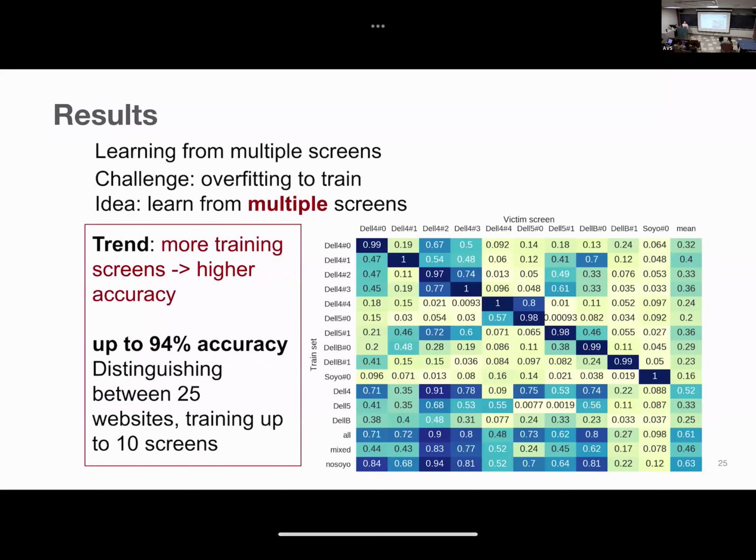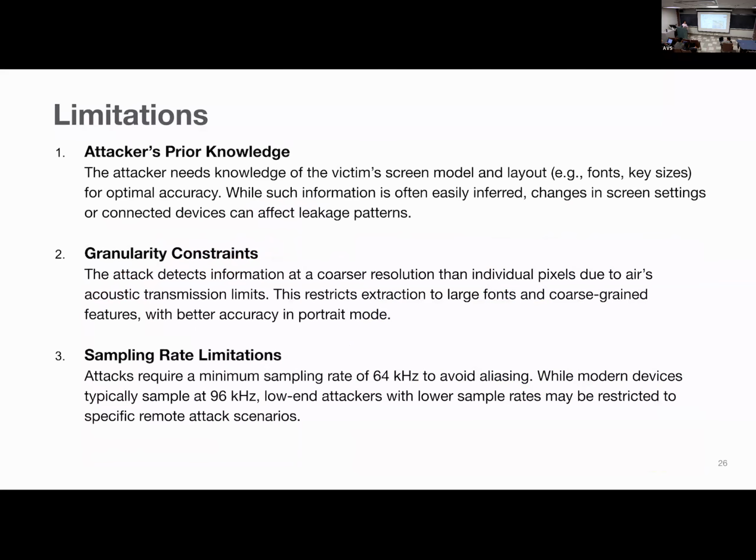And here is the result for learning from multiple screens. The challenge is they found some overfitting in the neural network training. So the idea is they train on multiple screens. There is a trend that the more screens they train on, the higher the accuracy. They can get up to 94% accuracy distinguishing between 25 websites, training on up to 10 screens.